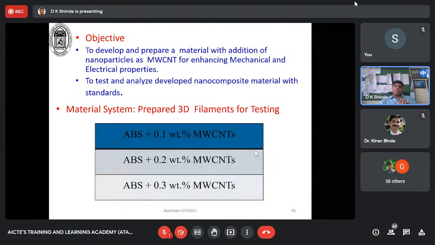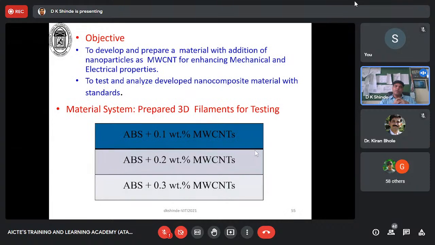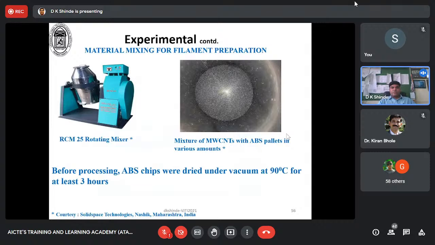So we took the three major weight percentages of multi-wall carbon nanotubes. We bought them from suppliers in Faridabad as well as Jharkhand, and we did the characterization despite the characterization sheet given by the manufacturer synthesizing agencies. And then we selected three weight percentages: 0.1, 0.2, and 0.3 to add in the natural ABS and prepare our spool. The customized spool was the first stage. So how did we do that?